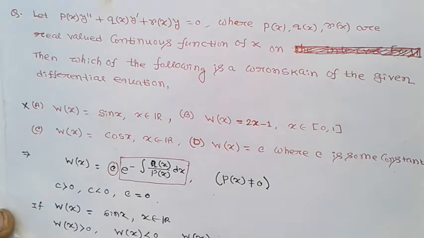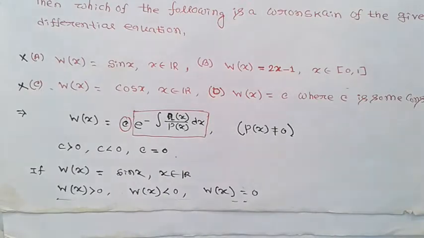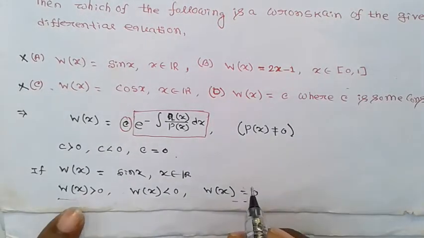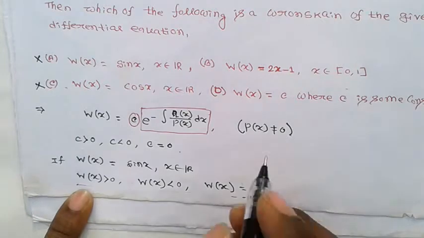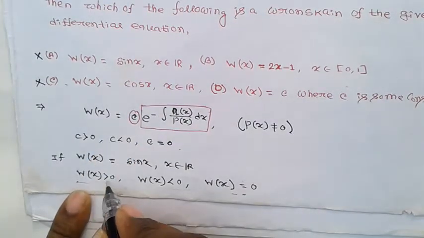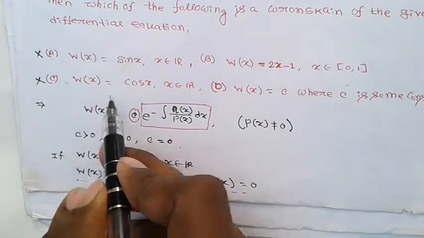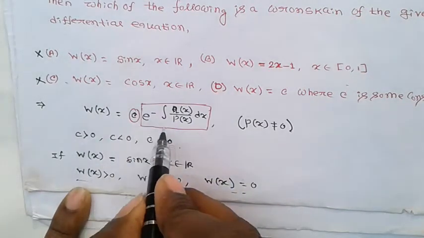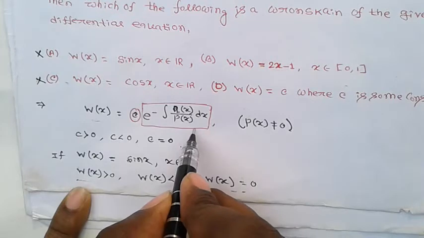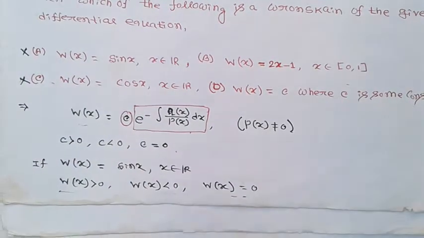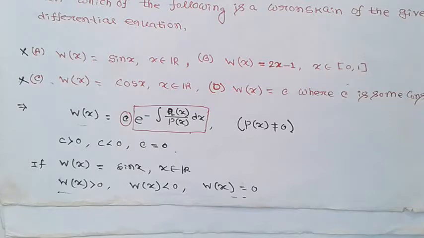So option A is false. Similarly, option C is false. For this case, W(x) is not equal to cos x, because W(x) is greater than 0 for some x, less than 0 for some x, and equal to 0 for some x. When we take W(x) = cos x, and since W(x) is of this form, you know that W(x) is either positive, or negative, or 0. That means the sign of the Wronskian always remains the same. So this is also false.